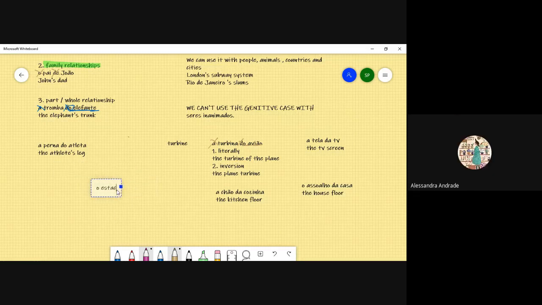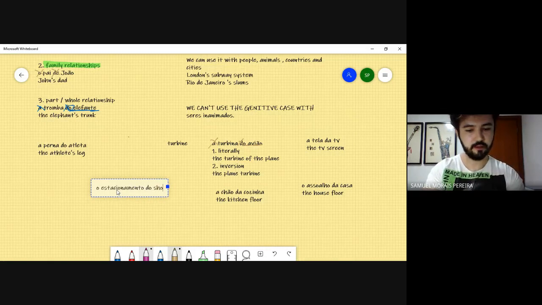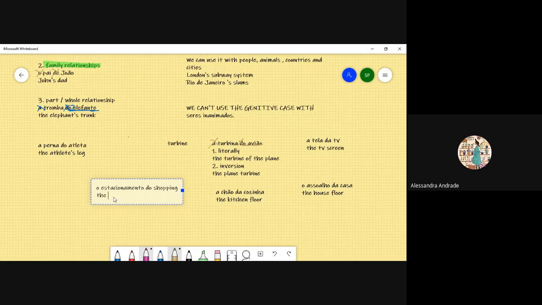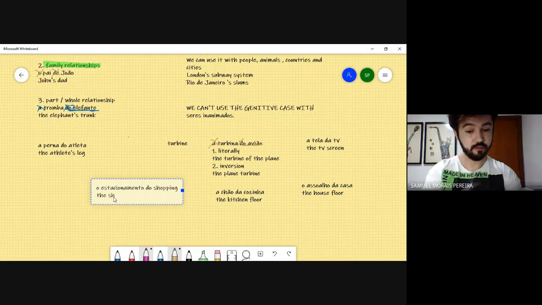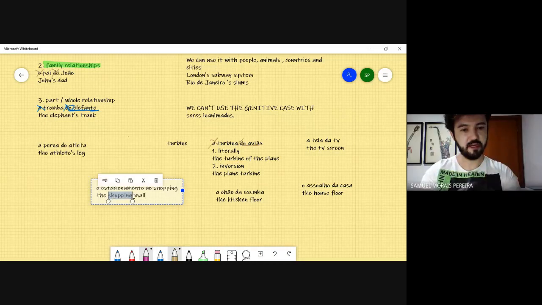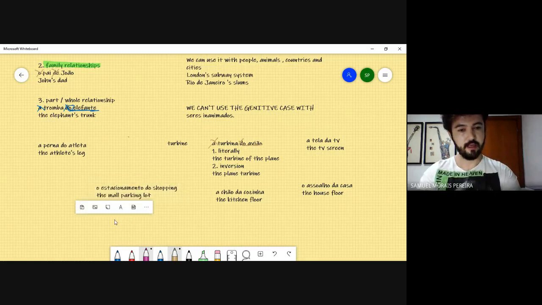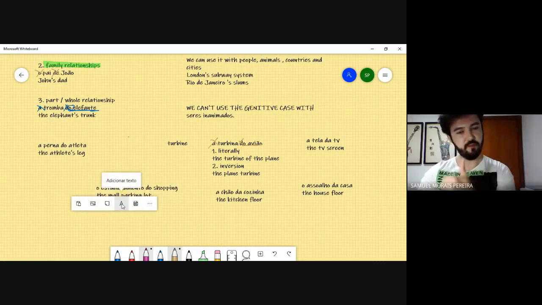Ó, ok. O estacionamento do shopping. Pensem, pessoal, estacionamento é uma parte do shopping, né? Alessandra, do you know how to say estacionamento? Yes. Yes? Okay, so how do you say o estacionamento do shopping? The shopping parking lot. The shopping mall, né? Shopping mall. Você nunca pode usar shopping sozinho, tá? Você tem que falar shopping mall, ou então você diz the mall parking lot. Parking lot. Ok? Bom, thank you very much, Alessandra.